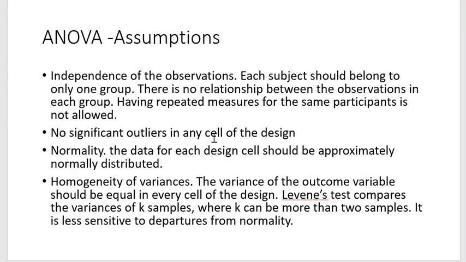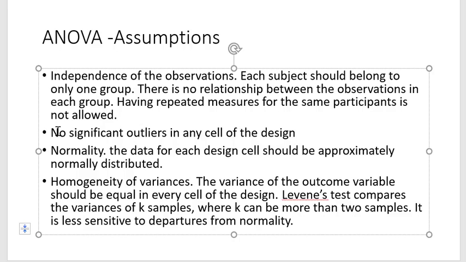So let's move to the assumptions. What are the various assumptions for ANOVA? Independence of observations: each subject should belong to only one group. There is no relationship between the observations in each group. This is quite an obvious assumption. No significant outliers in any cell of the design, so outliers should not be present. What are outliers? That I'll explain in the next slide.